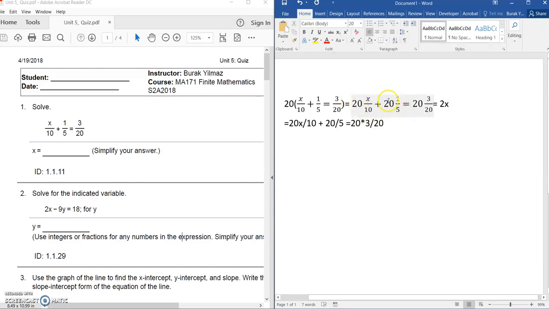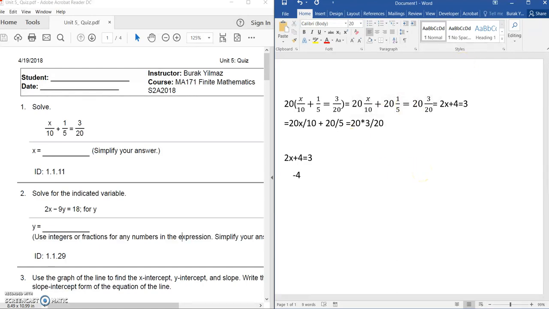And here same thing, 20 over 5 is 4, or you can just say 5 goes into 20 four times, so it's plus 4, and then equals 20 times 3 over 20. These two 20s will just cross out, which will leave me with just 3. So now I have this equation, 2x plus 4 equals 3.